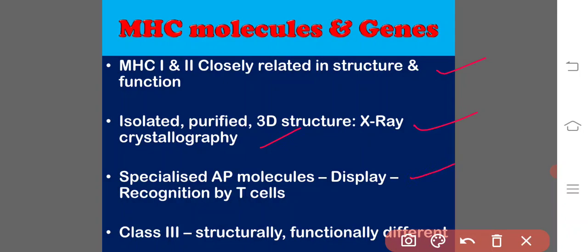In contrast, Class III MHC molecules are a group of unrelated proteins that do not share structural similarity and common function with Class I and Class II molecules. The Class III molecules include complement proteins.